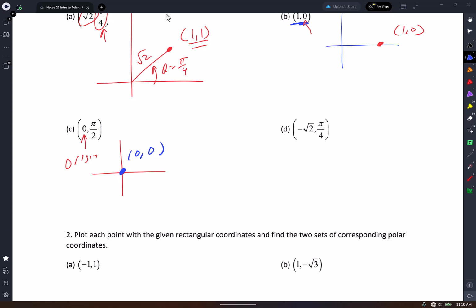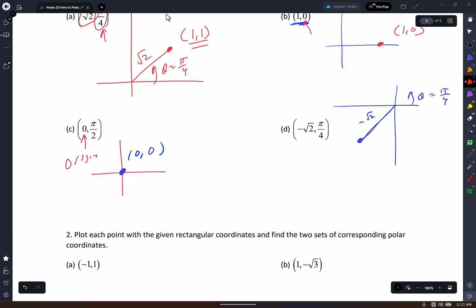That's quadrant 1, but then I go negative square root of 2, so I'm going to be in quadrant 3. So here it is. That's negative square root of 2, this distance here, and then pi over 4 is this angle. Let me do the little red dot, and then negative square root of 2. Okay, so here we go.